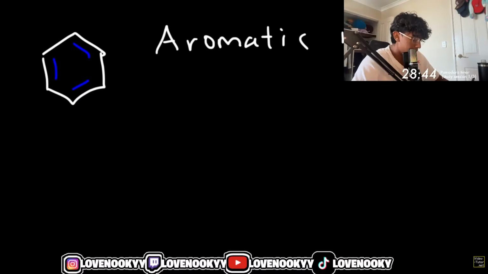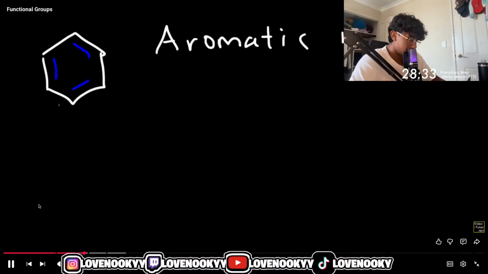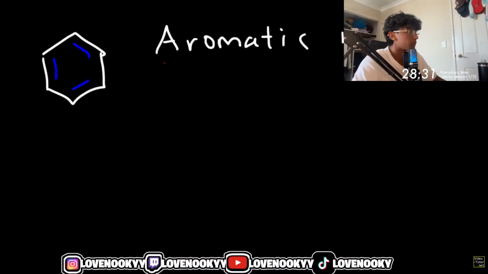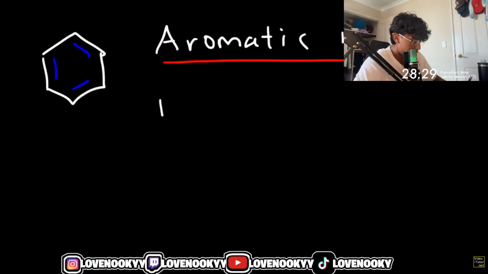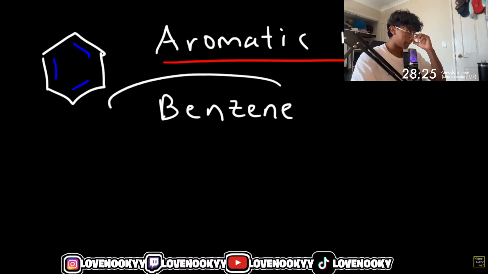Alternating double bonds equals aromatic ring. Now, this particular aromatic ring has a special name called benzene. We just unlocked benzene, one of the typical organic chemistry groups.